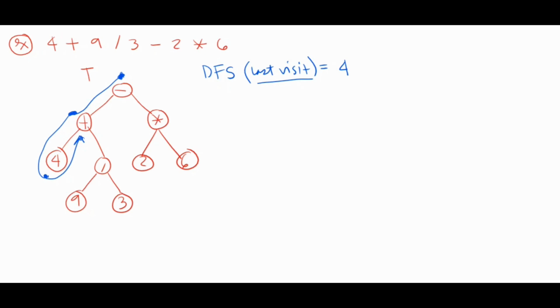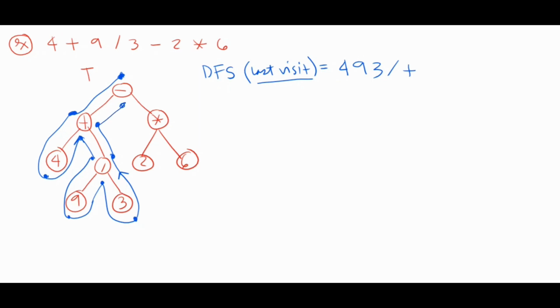And then this is our second visit, so we don't add it to the list. This is our first visit, first and last visit, so we add that node into the list. And we go up, this is our second visit, and we go down, this is our first and last visit. Then we go up, so we add 3 into the list. Then we go up, this is our last visit for division, so we list it there. And we go up, this is our last visit for addition, so we add it into the list.